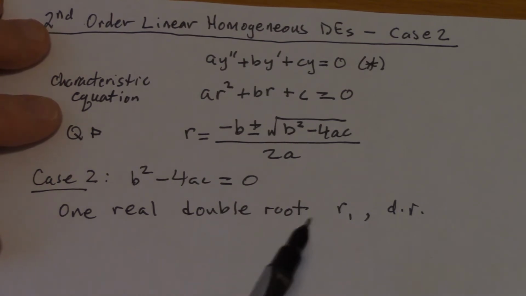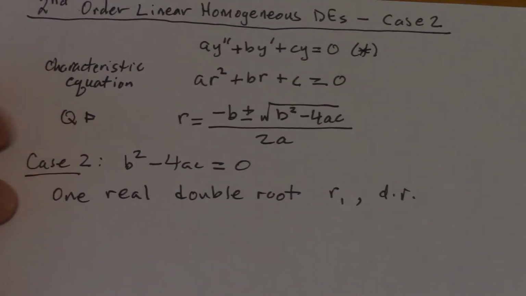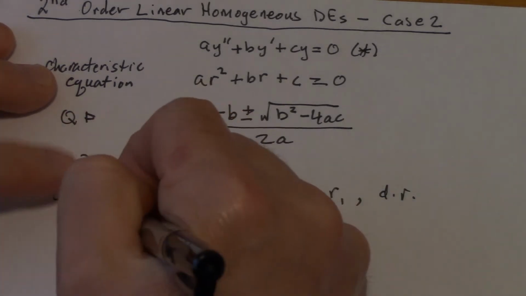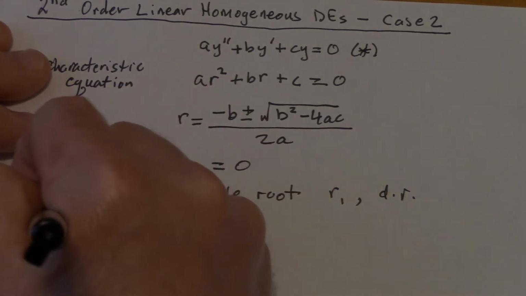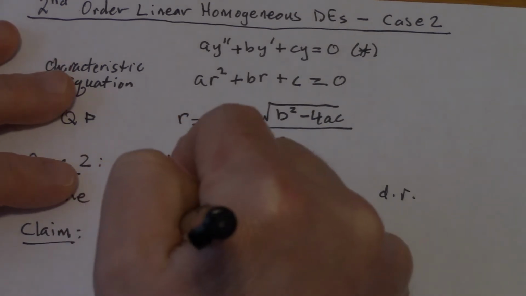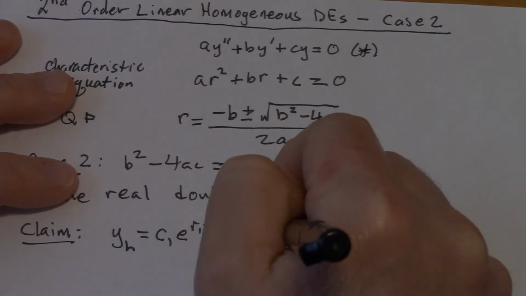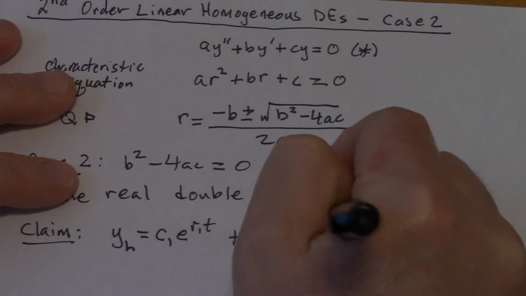Okay, we've already shown a couple things. Back in the characteristic equation video, I showed you that if R1 is a root, e to the R1t, or x, was a solution. And if R1 was a double root, I also showed you that x e to the R1x, or in this case I'm going to say t's, so t e to the R1t is also a solution. So here's the deal. The claim would be that my general solution is c1 e to the R1t plus c2 t e to the R1t.